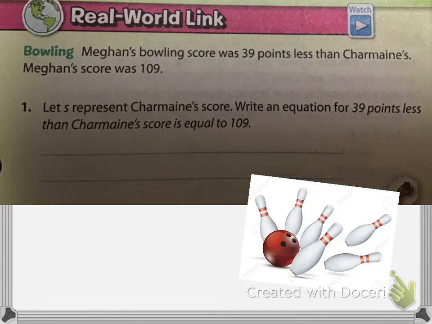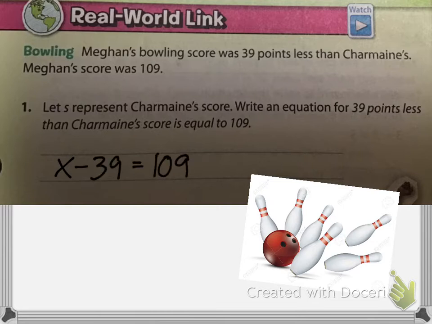39 equals X. 109. Ooh, we're a little bit off there. Subtract 109. Ooh, see, we're getting closer. Let me see. I want to know, Jack, what's our equation? Our equation is x minus 39 equals 109.